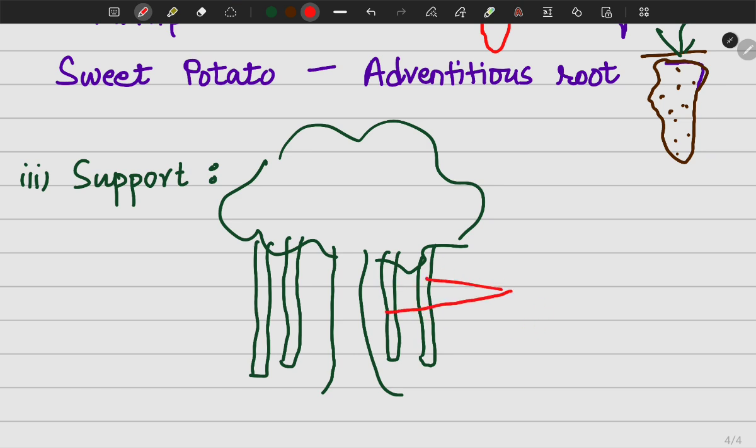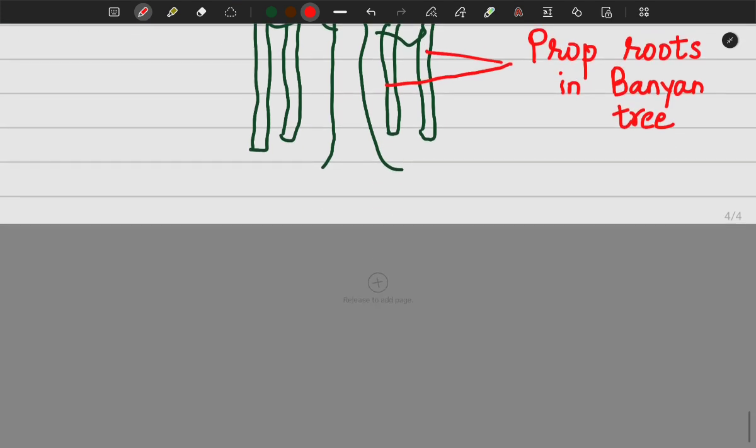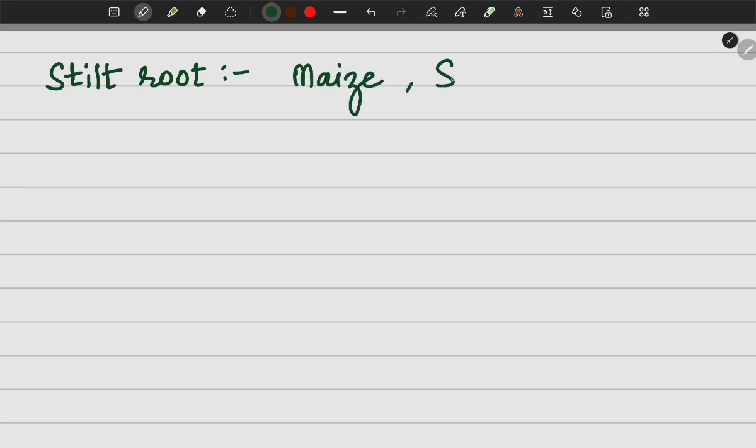These roots are called prop roots. Prop roots are found in banyan tree. They provide support to the banyan tree. The other example is stilt roots. Stilt roots also provide support. They are found in maize and sugarcane.